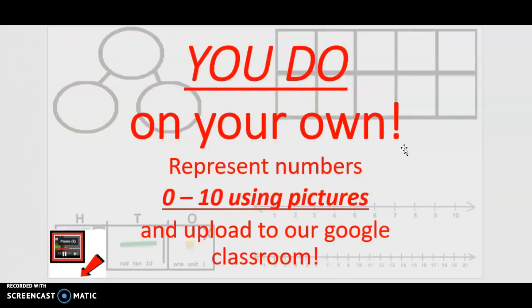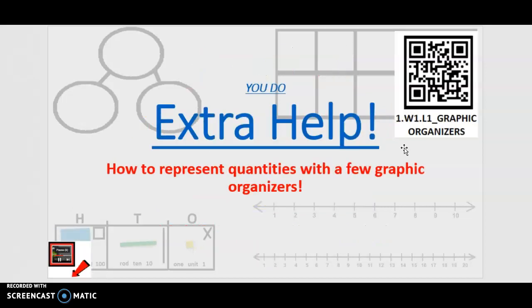For some additional you do on your own, I want you to go ahead and, using those counters you brought earlier, represent numbers 0 to 10 using pictures. After you've done that at home, take a picture and have someone help you upload it to your classroom. Go ahead and pause the video right here and write down the work you're going to be doing on your own. As always, if you need extra help with the you do part, parents and friends and siblings, go ahead and take a picture and scan that graphic organizer up in the top corner to get a little bit extra help.